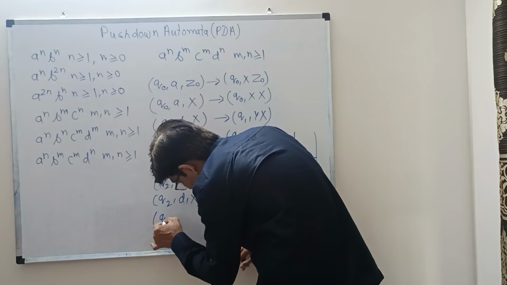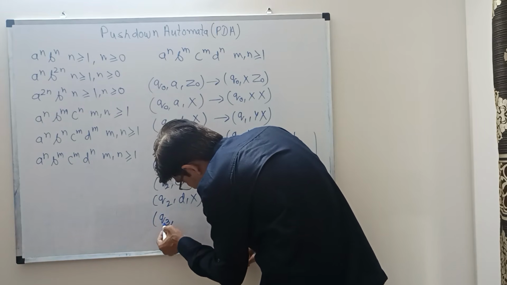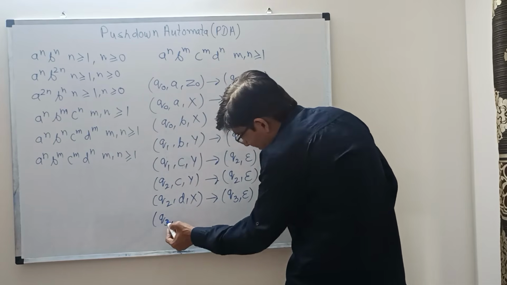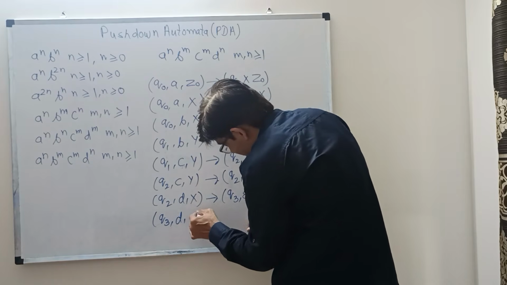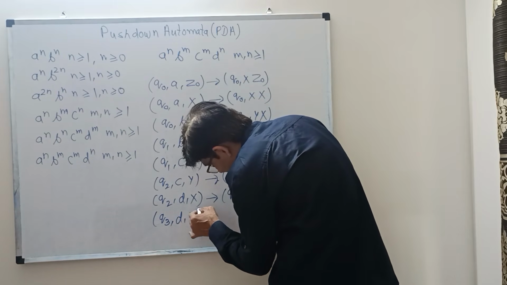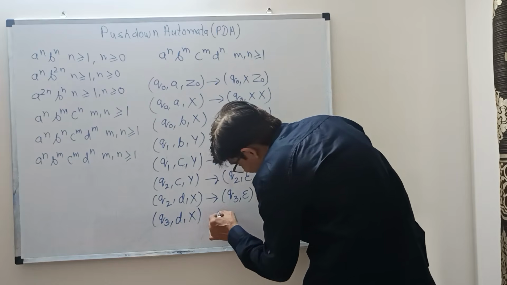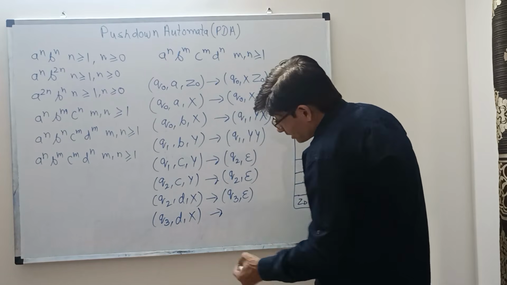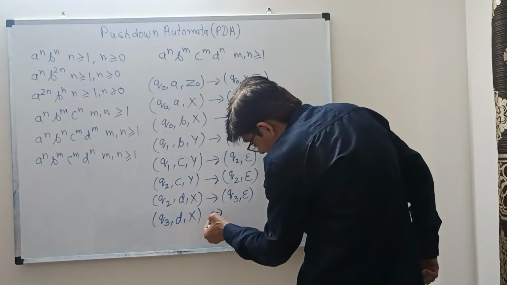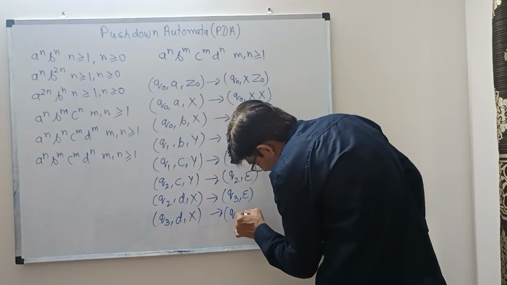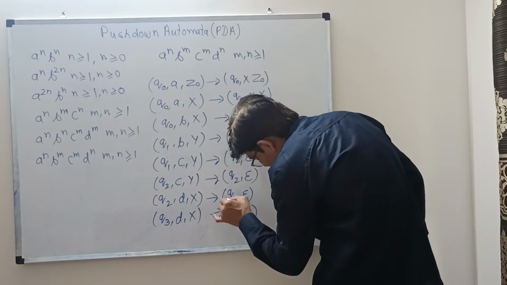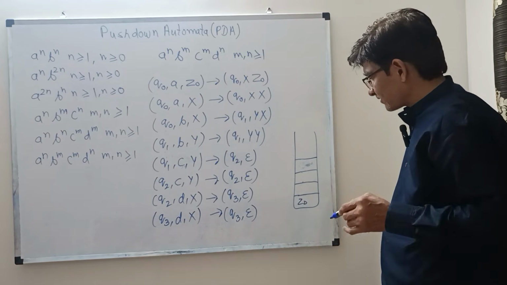Second D you can consider. So I will be in Q3, reading a D, and again, for a valid string, X must be the stack top. So you can again remove this X from the stack. So you will stay in Q3 and you will remove this X from the stack.